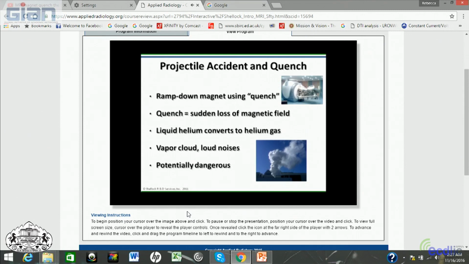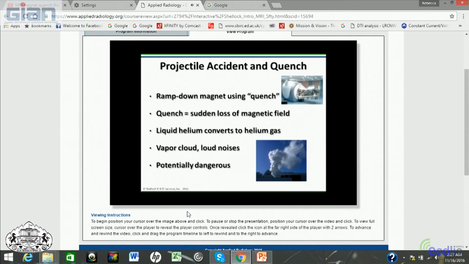A quench is a sudden loss of the magnetic field of the scanner if it utilizes a superconducting magnet. This involves the venting of extremely cold materials known as cryogens. Liquid helium is the typical cryogen that is used to cool down high field strength magnets used by MRI systems with superconducting magnets. When a quench occurs, the cryogen, which normally exists as a liquid, turns into a colorless and odorless gas. The escaping gas appears as a vapor cloud, and an extremely loud noise may be produced.